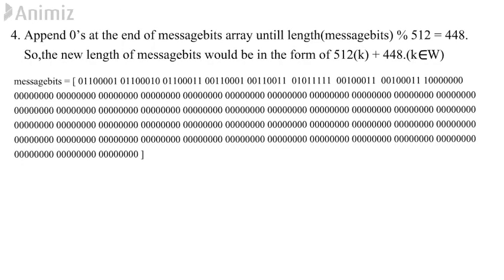In the fourth step, we append zeros at the end of the message bit array until the length of the message bit array modulo 512 is 448. So the new length of the message bits would be in the form of 512 times k plus 448.